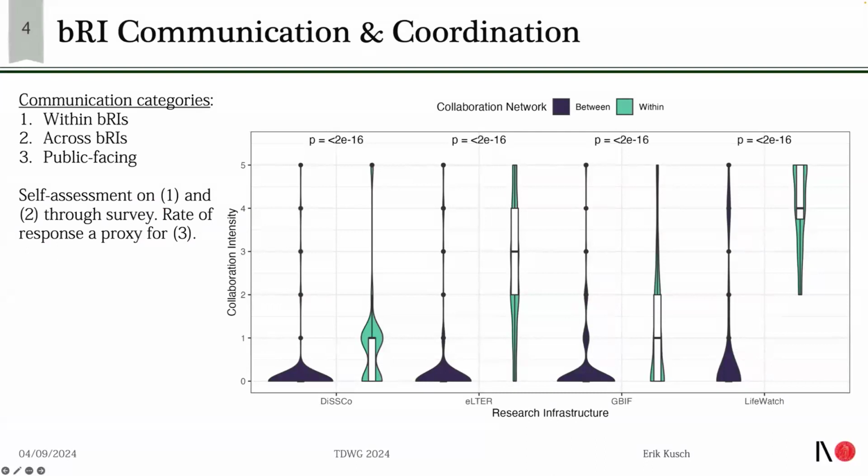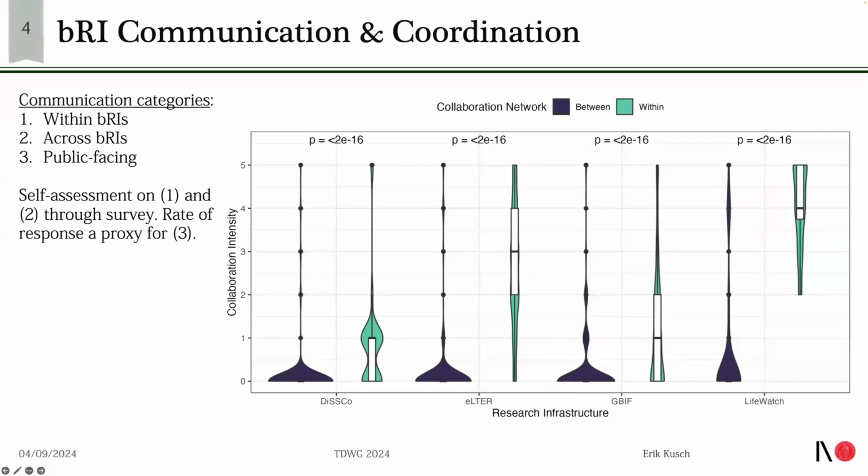The survey that I have put together ranks these from 0 to 5 on a Likert scale, with a self-assessment identifying by each BioRI and its national representative how well one communicates and collaborates within one's own BioRI, across the spectrum of the 4 bio-RIs in question, and ultimately how well the RI communicates with the public, I am assessing through the response rate to the survey request.